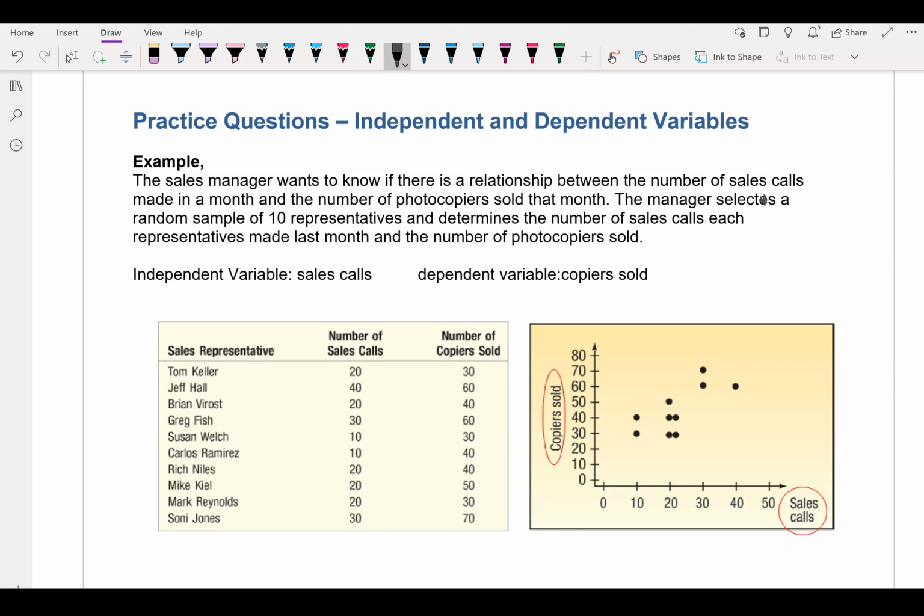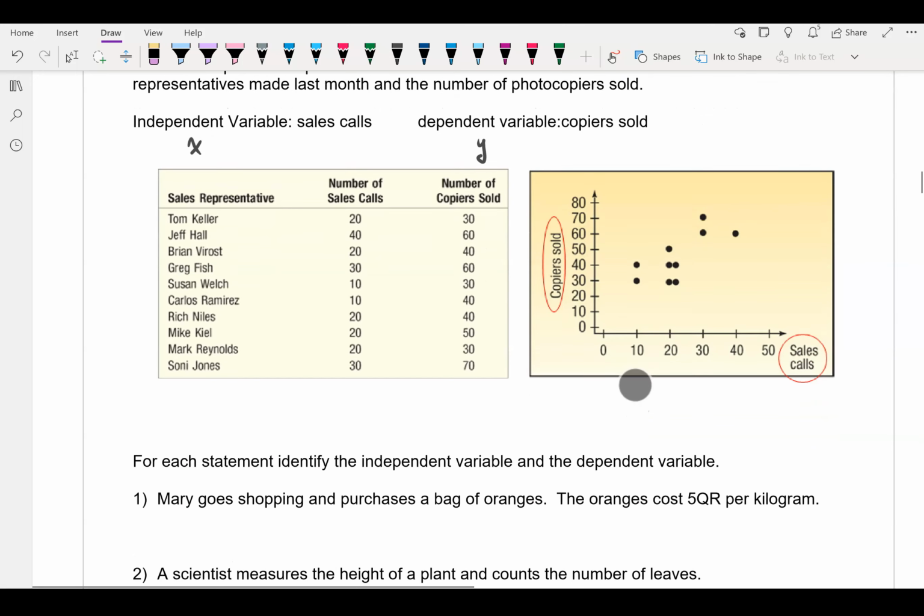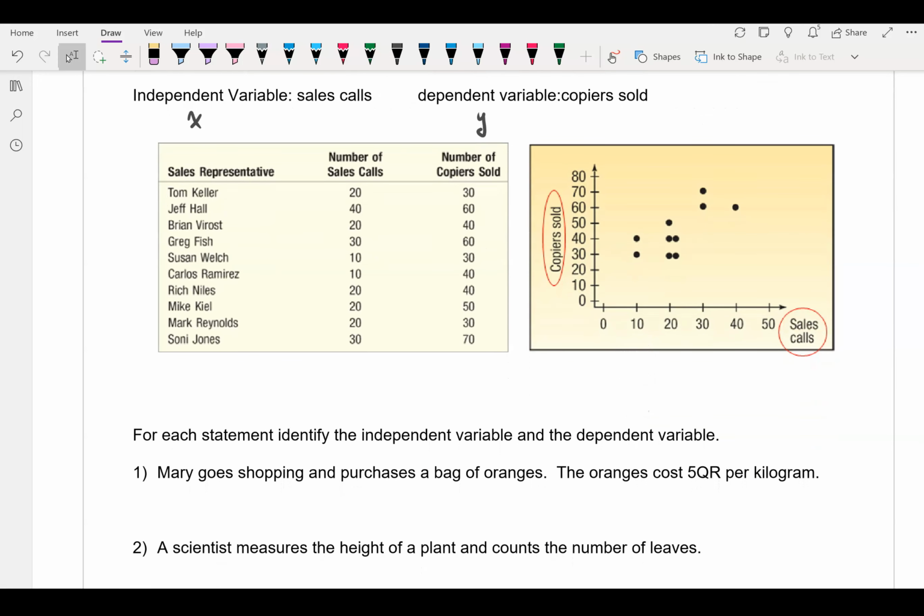It's telling us the independent variable is sales calls, the dependent variable is the copiers sold. Well, that makes sense to me, because the more sales calls you make, the more copiers you're going to sell. Nothing really that we can tell is going to affect how many sales calls you can make, but for sure, the more sales calls you make, the more copiers are going to sell. And just by eyeballing this, it looks like this is about the relationship we have here. So that would be just picking apart one or the other.